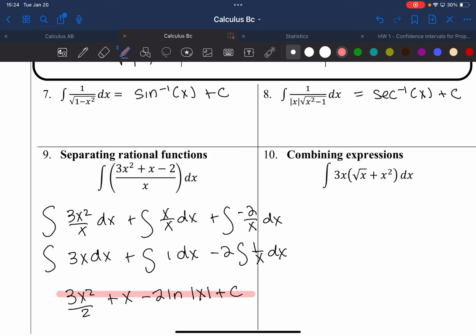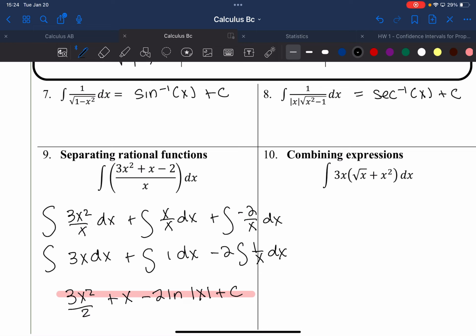It's a lot easier if we can separate it versus not separating it and trying to find the integral of this larger rational function. Same with number 10. Just like we can separate them, we can also combine them. And I know the bell's about to ring, but I'm going to keep on talking because I'm recording. So just keep that in mind.